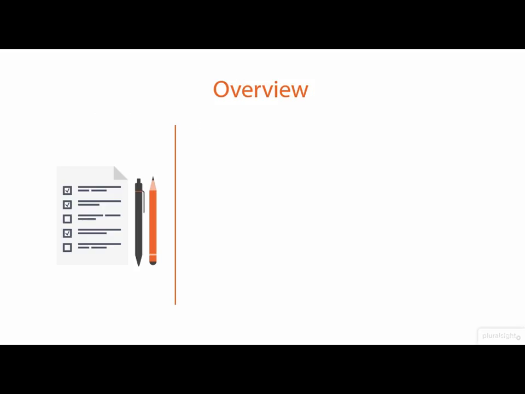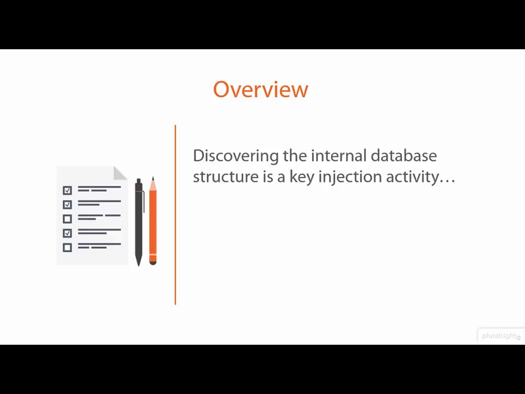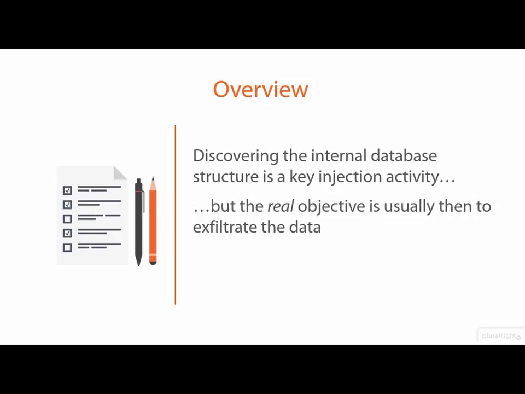There are a couple of real key activities that we're going to cover in this module, and one of them is around actually discovering how the database is put together. So what is that internal structure? What are the tables? What are the columns? What do we need to be looking at as ethical hackers when we want to pull data out of the system? Because that's the real key. We want to actually get the data out.